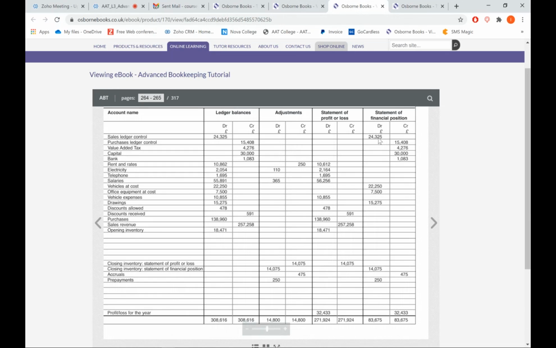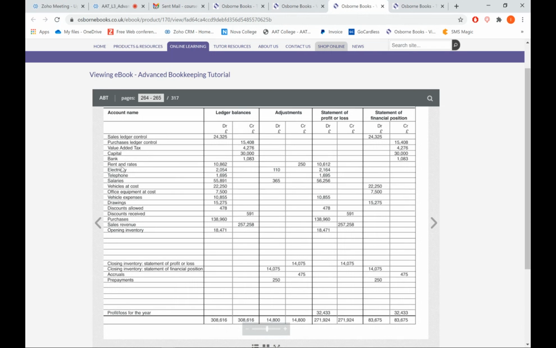So the first figure went to the statement of financial position on the debit side, because here it is debit, so it is debit as well here. Purchase ledger control account goes to financial position. VAT goes to financial position. Then capital goes here, credit. Bank goes to financial position, because it is credit, so it comes credit as well. All these figures, debit to the debit, credit to the credit.